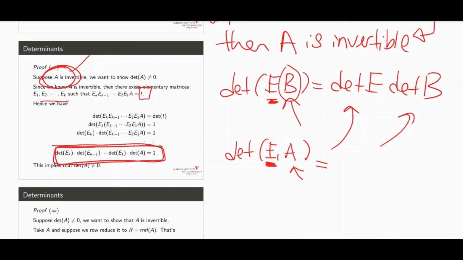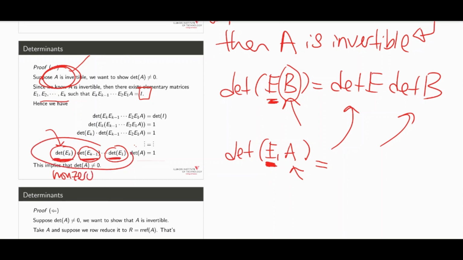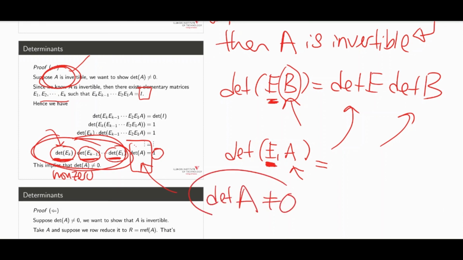Now, another thing that we just mentioned is that the determinants of the elementary matrices are non-zero. These are all non-zero, everything is non-zero. Multiply all together, this is non-zero. So this is 1. Now you have a non-zero number multiplied by the determinant of A giving a non-zero number. So obviously this here cannot be 0. That's how we see the conclusion that the determinant of A must not be 0.